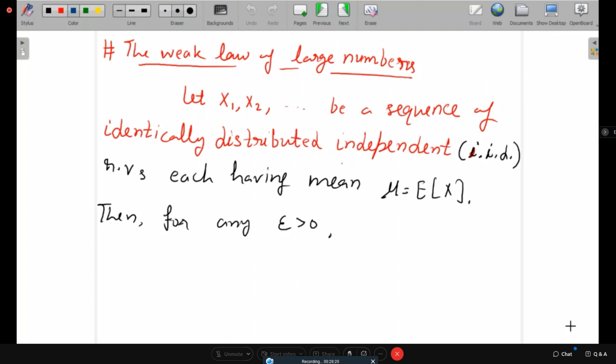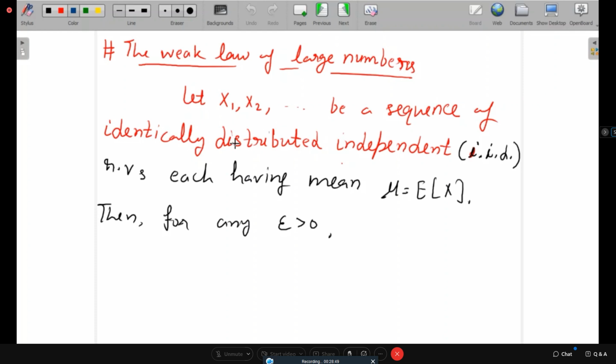Okay, so what this is as follows. Let there be a sequence of identically distributed independent random variables. So let's try to understand this. They are independent random variables, a sequence of independent random variables. And what do we mean by a sequence? X1, X2, X3, which you can enumerate.